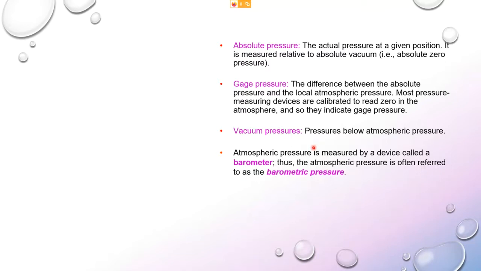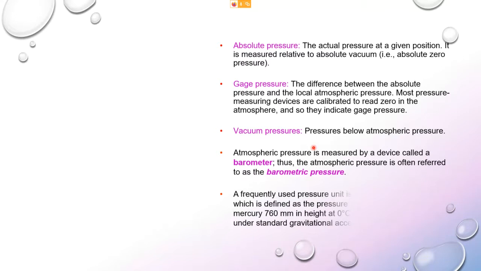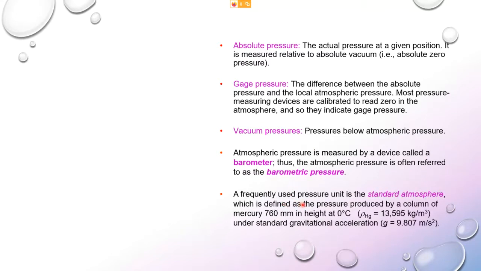So pressure is usually measured with respect to vertical distance. Okay, vertical distance, not horizontal distance. A frequently used pressure unit is the standard atmosphere, defined as the pressure produced by a column of mercury, which is equivalent to 760 mm height of mercury. So 760 mm usually refers to at 0 degrees C. So 760 mm is your atmospheric pressure.